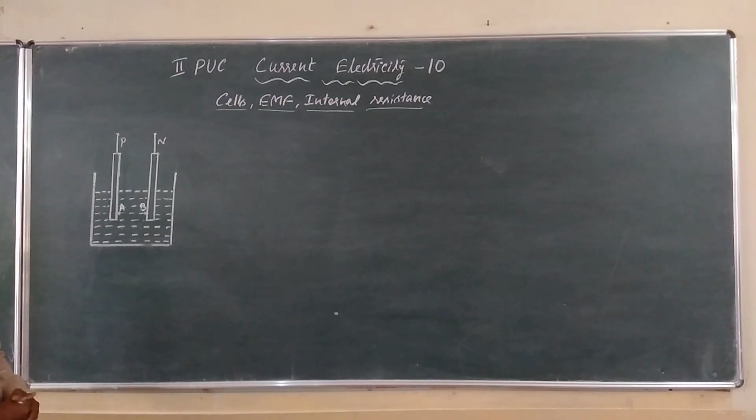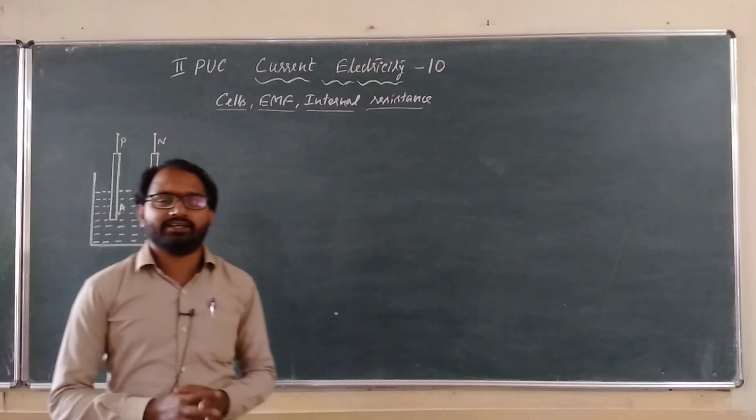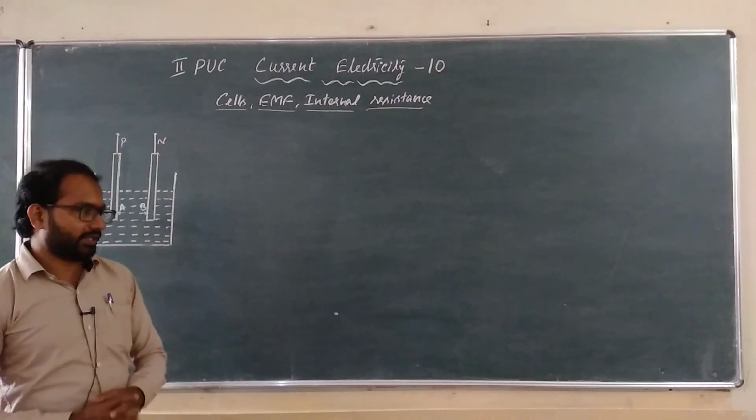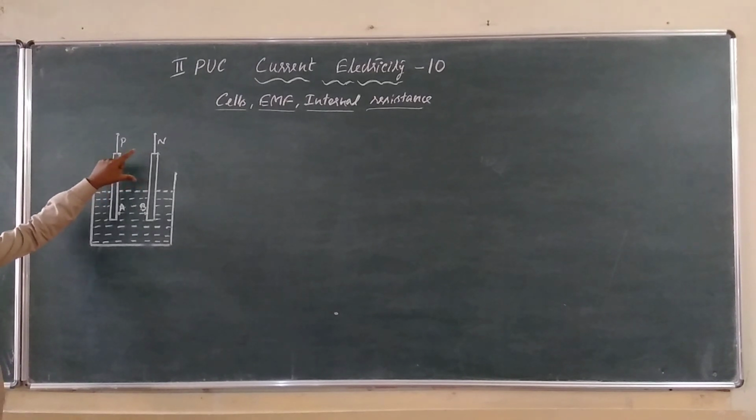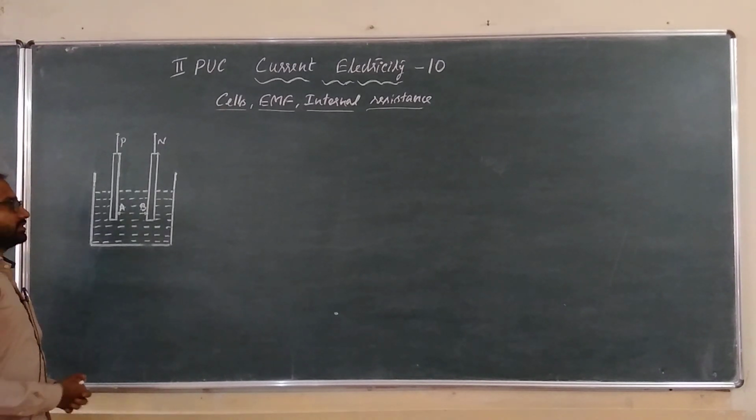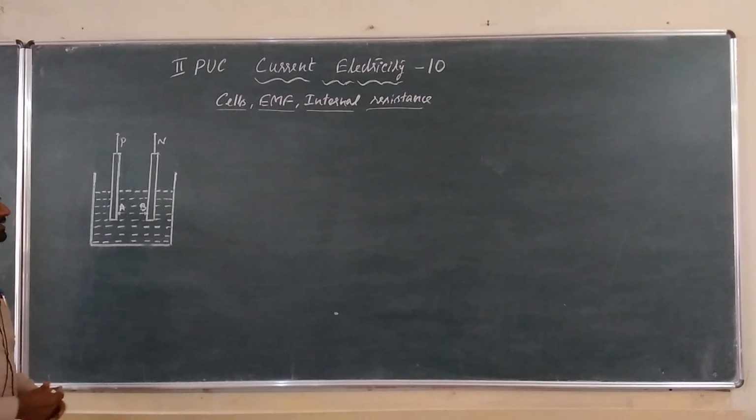What is a cell? A cell is a simple device which is used to maintain a steady current in an electrical circuit. It consists of two electrodes, called the positive electrode and the negative electrode, which are immersed in an electrolyte solution. When they are immersed, the two electrodes exchange charges with the electrolyte.